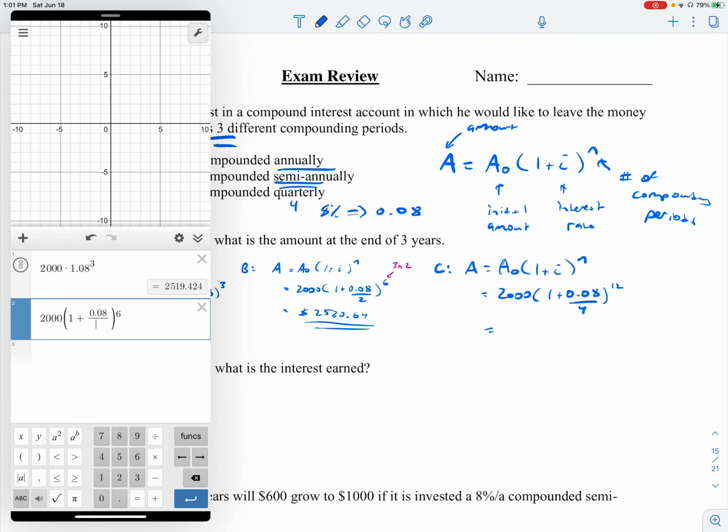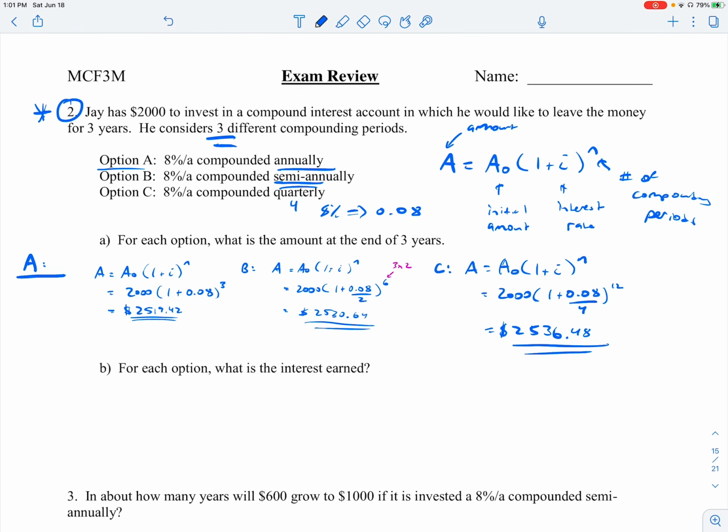This time I'll change that to a 4. I'll go up there and I'll change that to a 12. And we get a little bit more. So we made a little bit more interest off our interest this time around. Okay. So it's not a huge difference, but this is only over 3 years. Over a longer investment, it can actually become pretty significant.